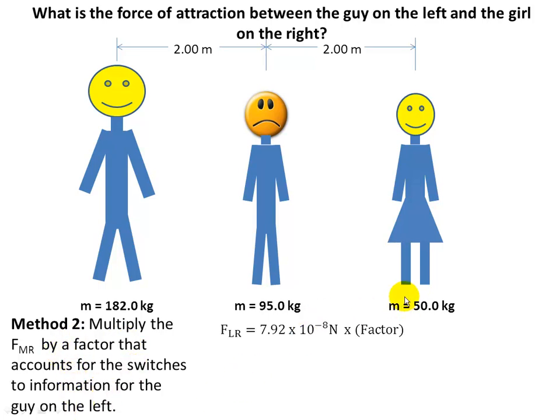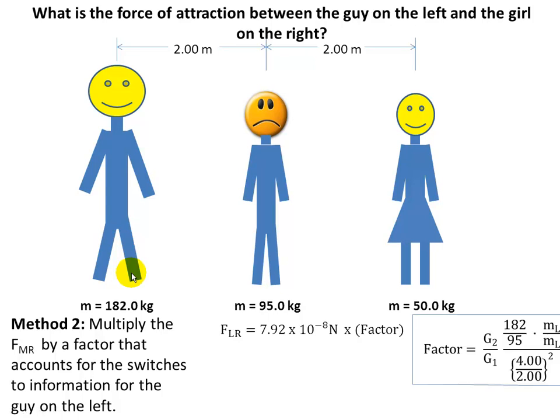So we're going to say what we had that still works is all the information for the girl, and we're going to switch whatever information we had for the guy in the middle over to information for the guy on the left. So here's what that factor should look like. Oh, I messed up and I put mass of the guy on the left. I meant mass of the girl on the right here. Sorry about that. So her mass is not changing but what we had before was the mass of the guy in the middle, and now we're substituting in for it the mass of the guy on the left.